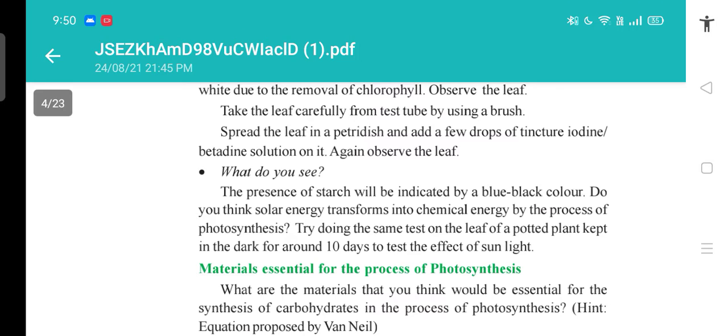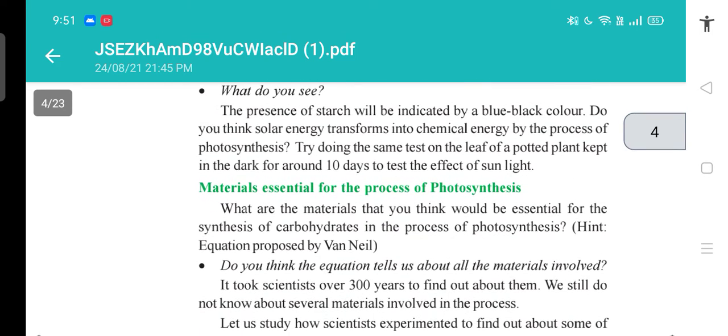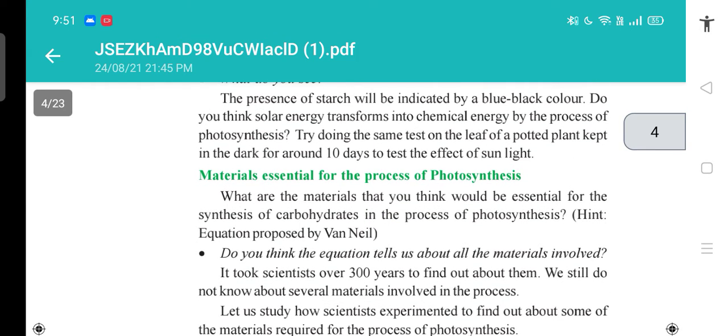Do you think solar energy transforms into chemical energy by the process of photosynthesis? You all know that solar energy will be converted into chemical energy. Try doing the same test on the leaf of a potted plant kept in the dark for around 10 days to test the effect of sunlight.